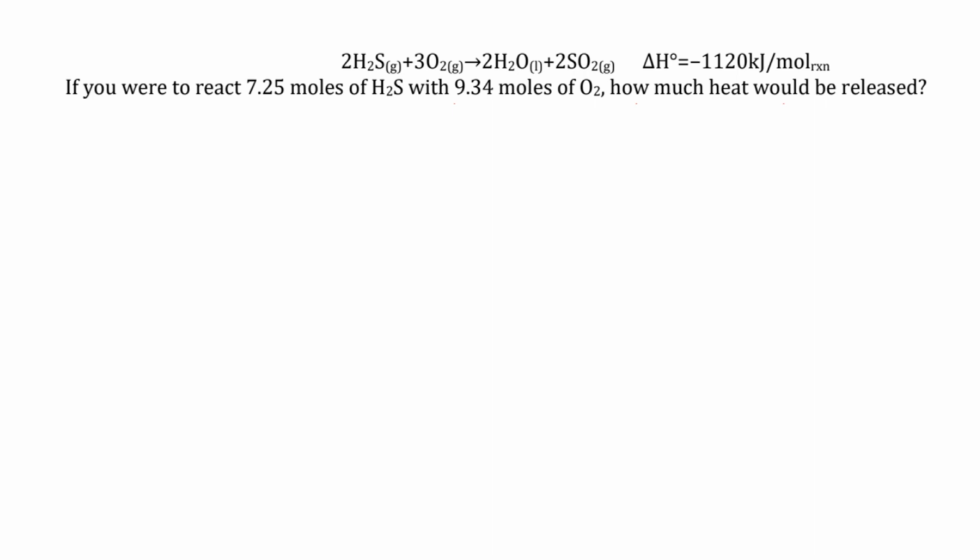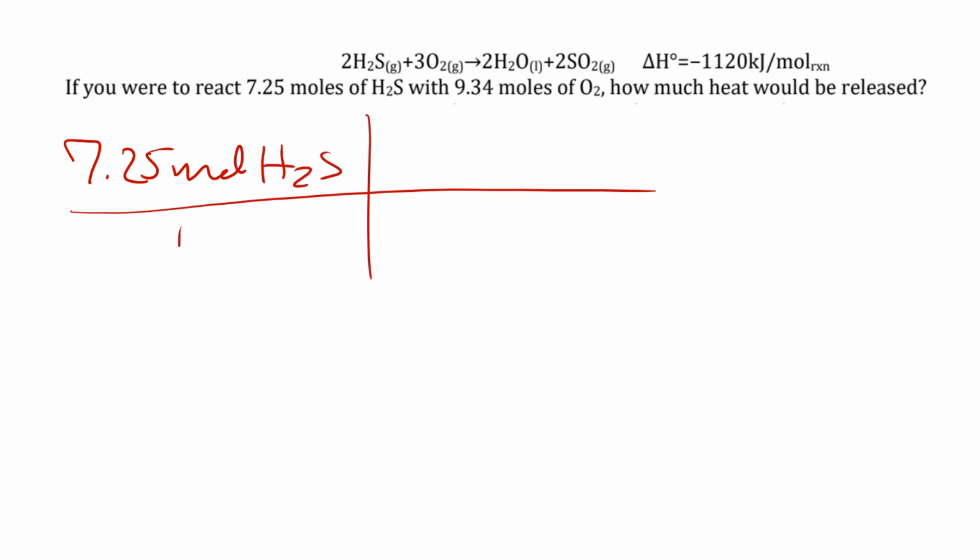Okay, so 7.25 moles of H2S times negative 1,120 kilojoules per 2 moles of H2S. That just comes from the balanced reaction there. This will equal approximately negative 4,060 kilojoules.